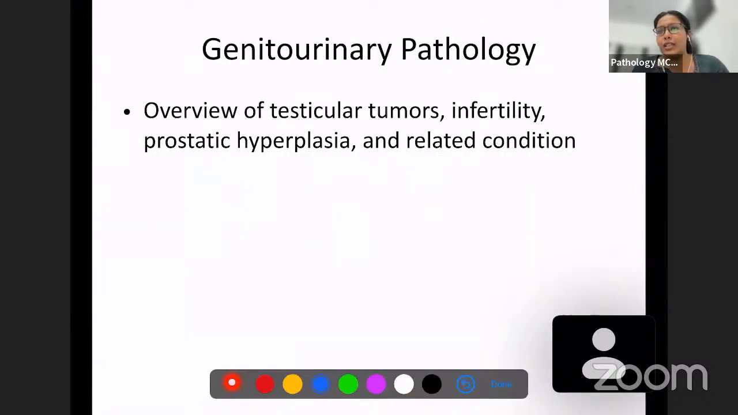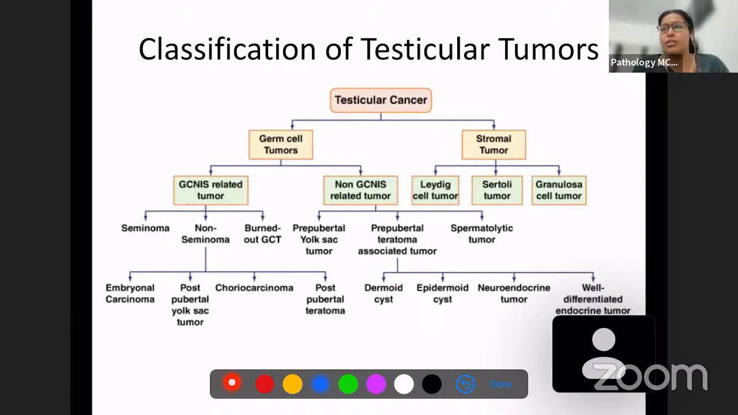So today's class is the fourth class of our genitourinary pathology, in which we are going to briefly discuss testicular tumors, infertility, and the conditions leading to infertility, prostatic hyperplasia, and some related conditions. Most importantly, we are going to discuss testicular tumors in detail. So first of all, we're going to discuss the classification of testicular tumors, because to go ahead and discuss them, we need to know the classification.